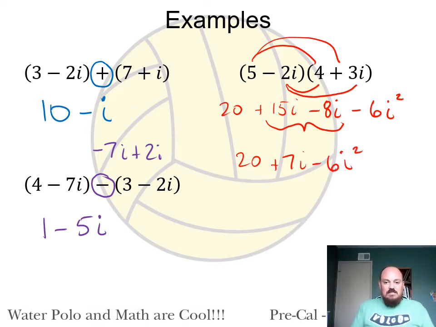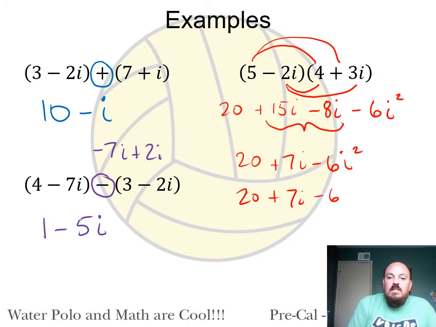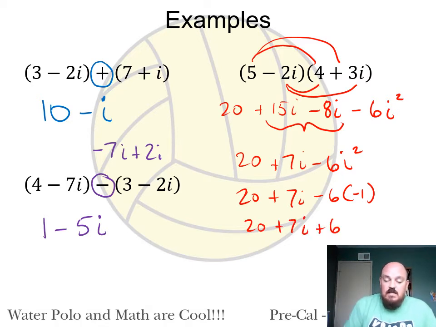Now, if this was x instead of i, if that was a variable, you'd be done. But remember what I said, i squared is -1. And when you're doing these multiplication problems, when you do i times i and you get i squared, you don't want to leave it. It's never simplified if you have exponents on your i. So what you want to do is realize that that i squared is actually -1, which turns that into a +6. -6 times -1 is +6. And then you can combine it with the 20. So for your final answer here, you have 26 plus 7i.